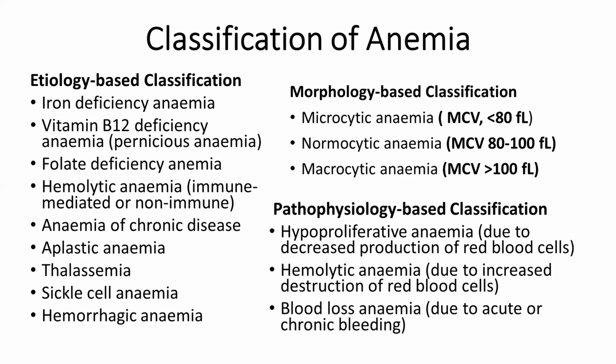Now, coming onto the morphological classification, that is the shape of the red blood corpuscle. It can be described as microcytic anemia, in which the MCV is less than 80 femtoliters. Then there is normocytic anemia, in which MCV is between 80 and 100 femtoliters. And of course, macrocytic anemia, in which MCV is more than 100 femtoliters. Now, coming onto the pathophysiological classification, there is hypoproliferative anemia due to decreased production of red blood cells. Then there is hemolytic anemia due to increased destruction of red blood cells. And then there is blood loss anemia due to acute or chronic bleeding.